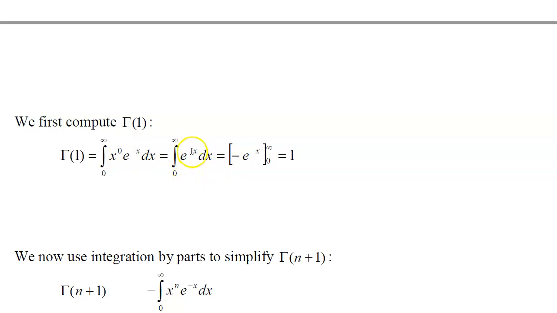We plug this in, well, the integral of e to the minus x is negative e to the negative x, and if you plug in infinity, you're going to get 0, and you plug in 0, you're going to get negative 1, so you end up having 0 minus a negative 1, ends up giving you 1. Okay, so gamma of 1 is 1. Now, what about gamma of n plus 1? We're going to use integration by parts to simplify gamma of n plus 1.